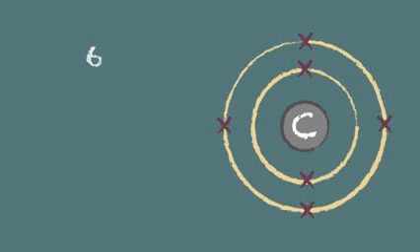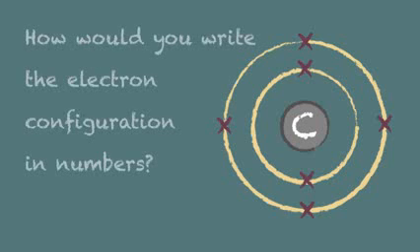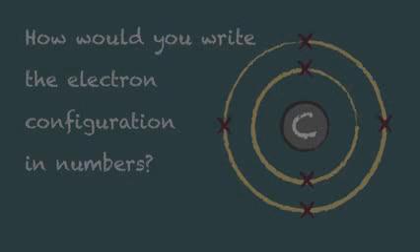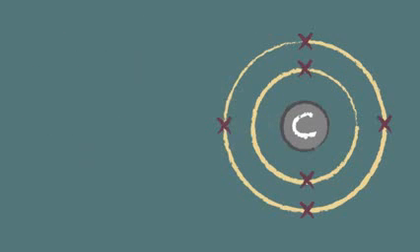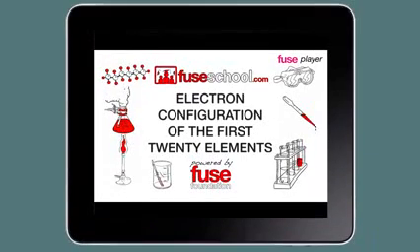Did you get it right? Now, how would you write the electron configuration in numbers for this atom? Pause the video again or rewind if you need to have a think about this. The answer is that it would be written 2.4. And now that you have covered the basics of drawing electron configurations, you'll be ready to tackle our lesson, Electron Configurations of the First 20 Elements.